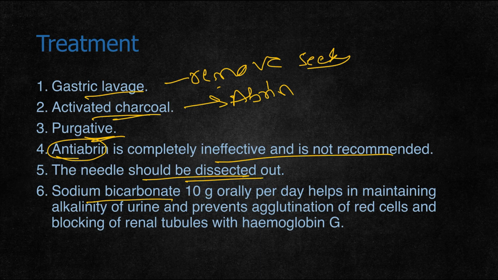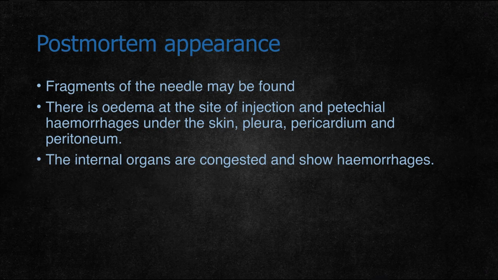Sodium bicarbonate 10 grams orally per day helps in maintaining the alkalinity of urine and prevents agglutination of red cells and blocking of renal tubules with hemoglobin. So sometimes sodium bicarbonate is useful to maintain the alkalinity of urine and prevent renal damage.